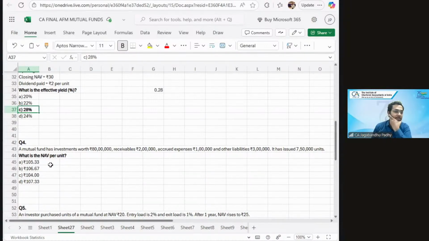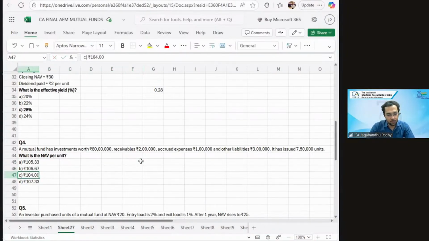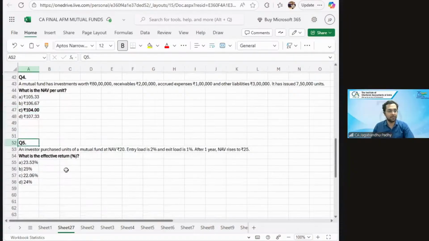A mutual fund has an investment of 80 lakh, receivable 2 lakh, accrued expense 1 lakh, other liability 3 lakh, and it has issued 7 lakh 50 thousand units. What's the NAV? What's the NAV, guys? You think? 104. Everyone getting 104? Okay. Then, fifth one.